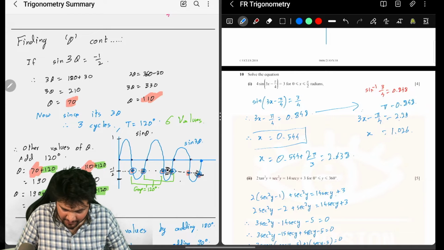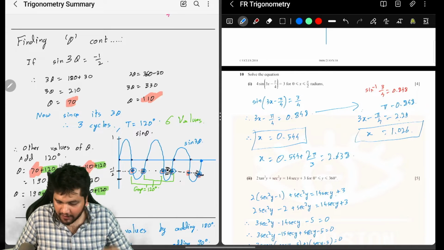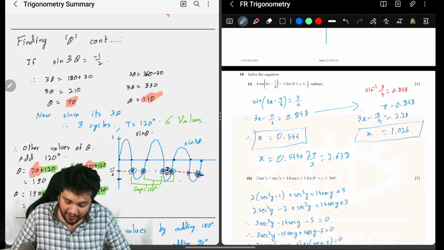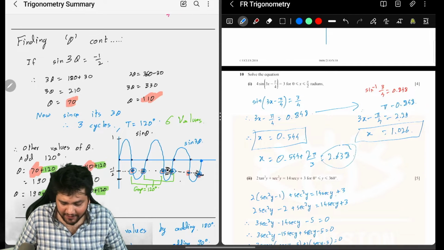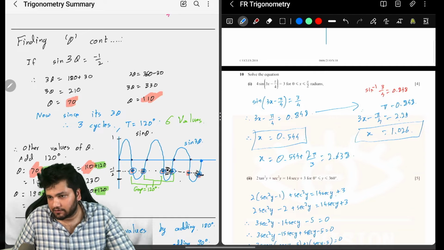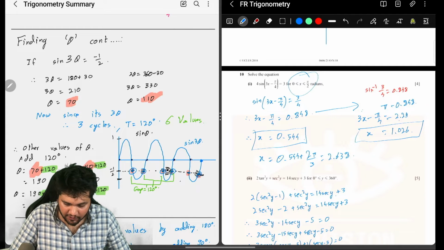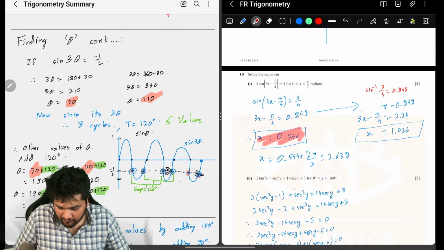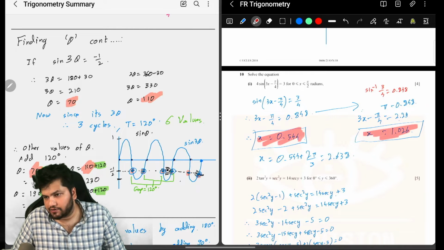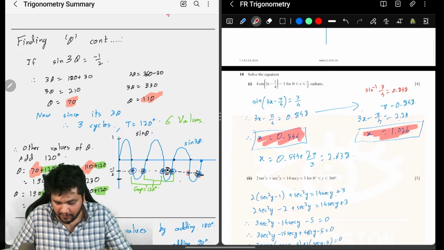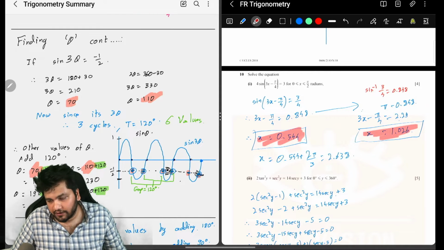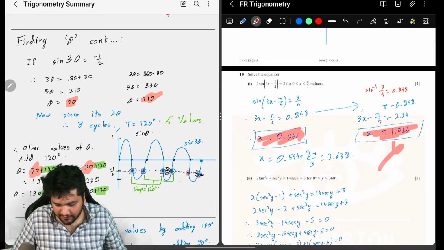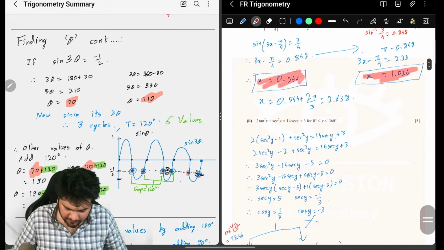Now these are the values you will get. First we get these values, and if I want, I can keep on adding 2 pi by 3. If I add 2 pi by 3, I'm getting 2.638, which is not even in the range of 0 to pi by 2. So our final answers would be 0.554 and the other one is 1.026. There is no other answer, because if I add 2 pi by 3 here also, we get 2.638, which is not in the range. Obviously we're not going to add anything here. So these are the answers we will get.